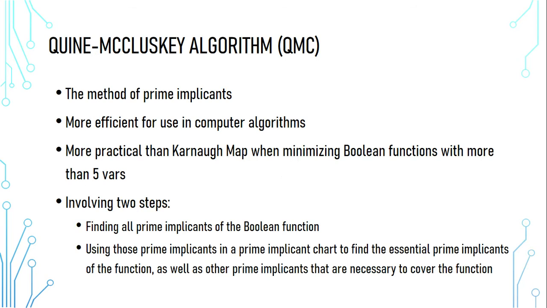So we come to Quine-McCluskey. This minimization method is also called the method of prime implicants. It is functionally identical to the Karnaugh map, but it's more practical when minimizing Boolean functions with more than 5 variables. This algorithm involves 2 steps. In the first step, all prime implicants of the Boolean function are found. Then in the second step, those prime implicants are used to find the essential prime implicants of the function, as well as other prime implicants that are necessary to cover the function.